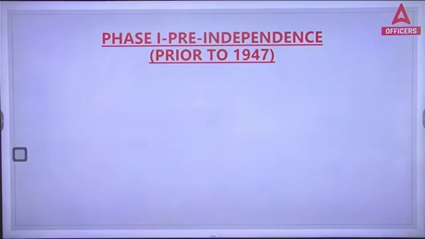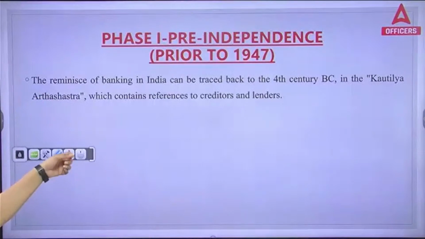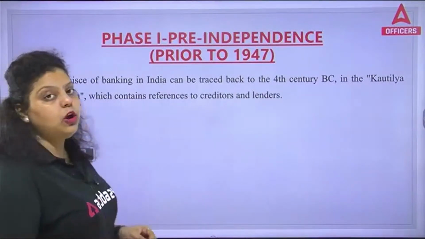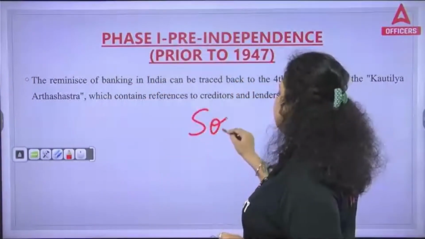Okay, now let's start with the first phase, that is the pre-independence era. So that starts prior to 1947. Now, what used to happen before 1947? Achha, the Indian economy used to be a socialistic economy. Now, what does socialistic economy mean?